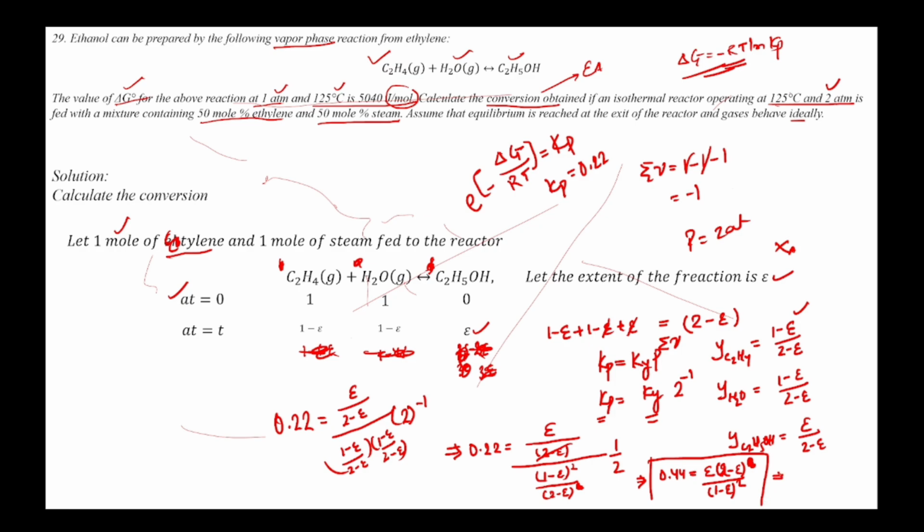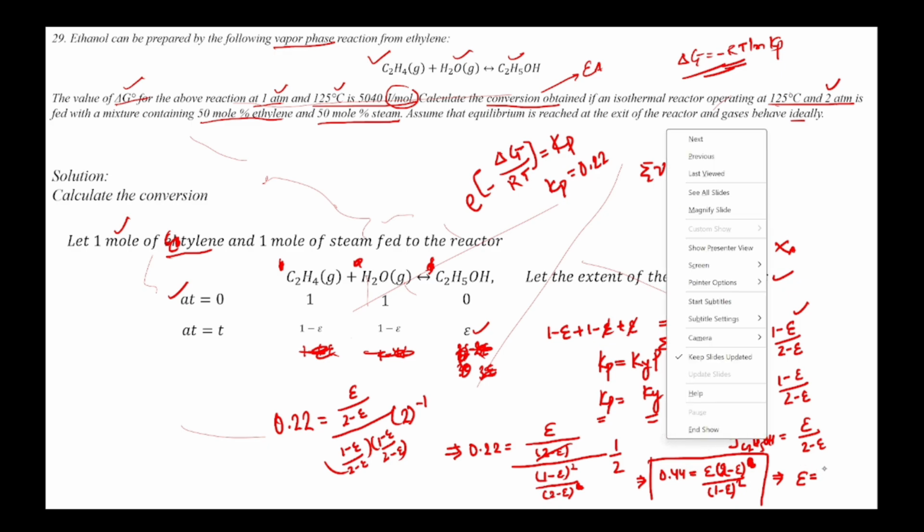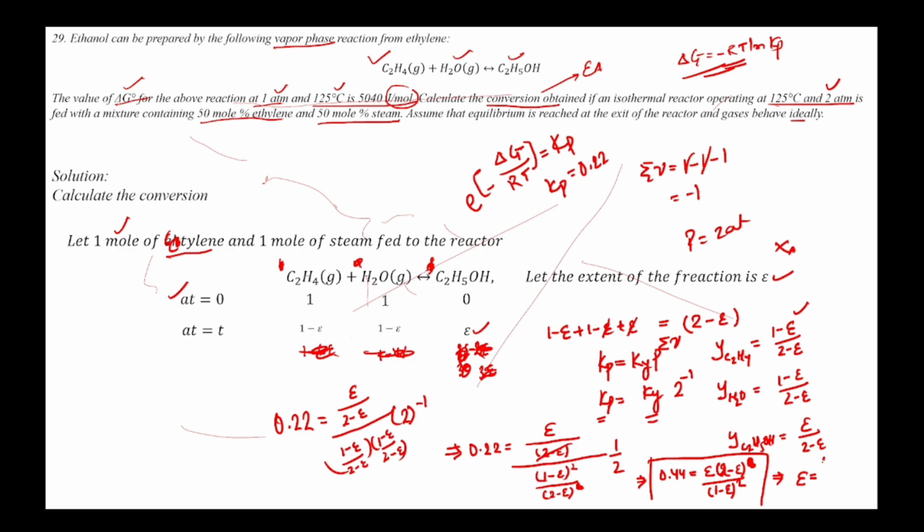And after solving this, a quadratic equation will come and E is equal to, for a quadratic equation, two values will come. One is 0.167 and the other one is 1.83. So 1.83 will not be the value because we have fed 1 mole of ethylene. Okay. So more than 1 is not possible. So this is the answer, 0.167. Okay.